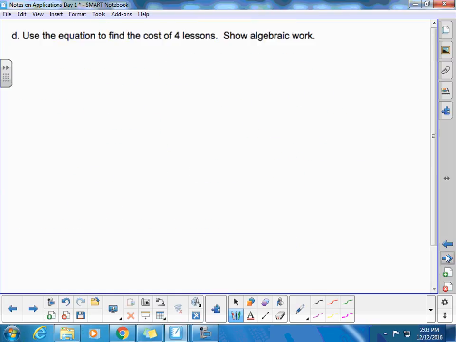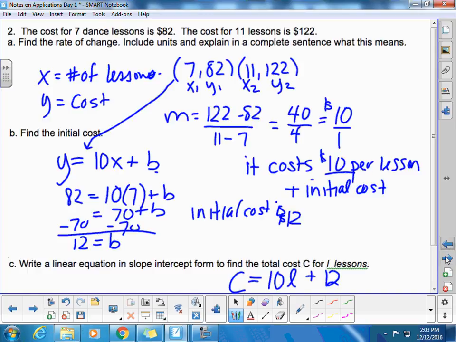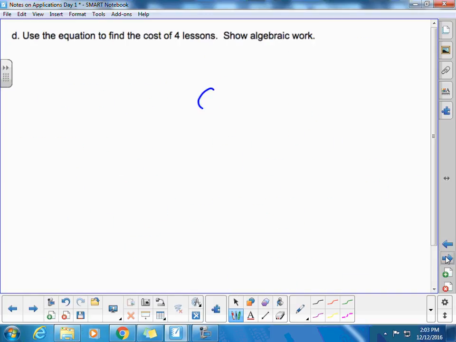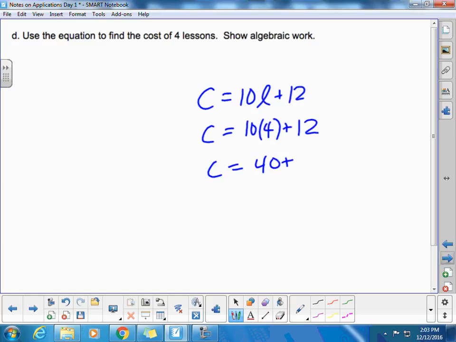Use the equation to find the cost of 4 lessons. We just said it was 10L plus 12. C equals 10L plus 12. C equals 10 times 4 plus 12. C equals 40 plus 12. And the cost is $52. So $52 for 4 lessons.